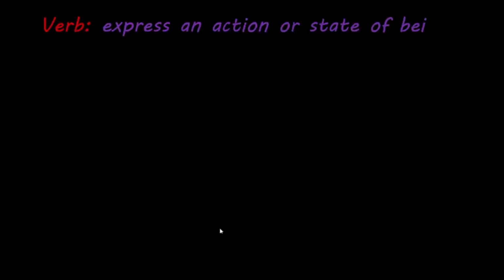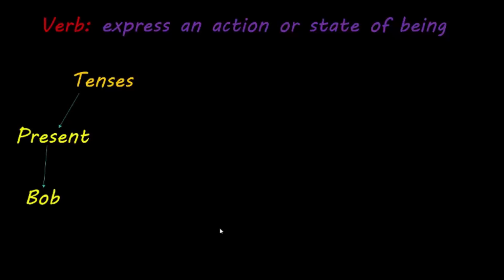Next, we're going to go on to discuss the verb. A verb expresses an action or state of being. And there are 3 different tenses of a verb. The first type of tense is present. Present is talking about the here and now. And you're discussing what's going on right then and there. You're talking in the present tense. So an example would be Bob works.